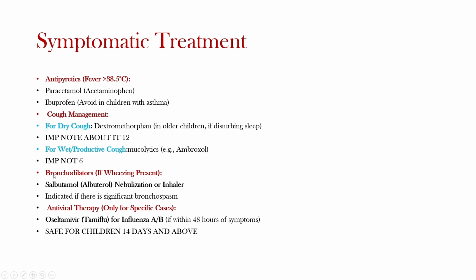We can give a bronchodilator if wheezing is present. Bronchodilators are safe for children. We can use antiviral therapy as well, oseltamivir for example, and it's actually safe for children above the age of 14 days. But this drug should be used within 48 hours of the first beginning of the symptoms, after maybe the child was exposed to a person who has a viral infection or something.